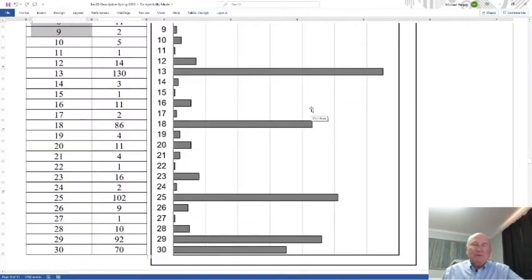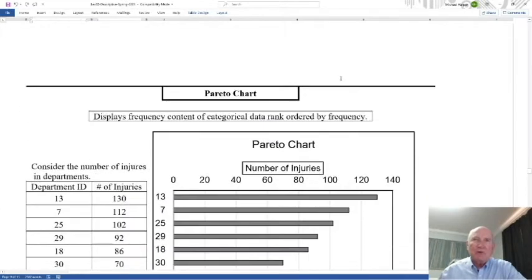Well, sometimes when you're doing an analysis, you're given a data set, and you can create a histogram, but instead of saying 30 departments, you might have 300 departments, and there might be quite a few problem areas. Let's do the worst ones first. Let's do the departments that have the highest frequency first. Well, there's where we come to a Pareto chart, or a Pareto analysis. It displays frequency content of categorical data just like a bar chart, but it's rank ordered by frequency.